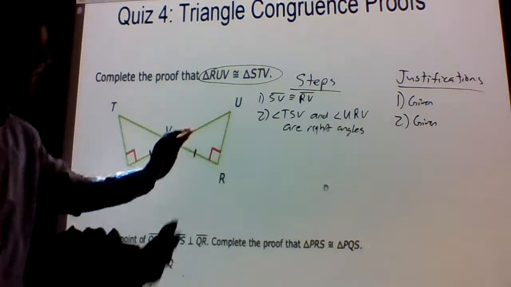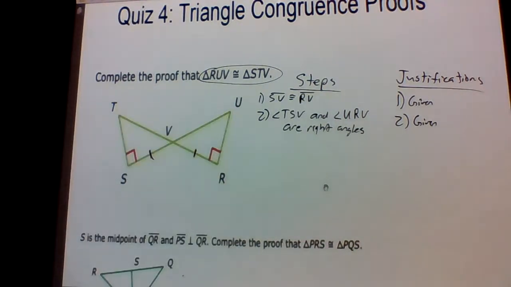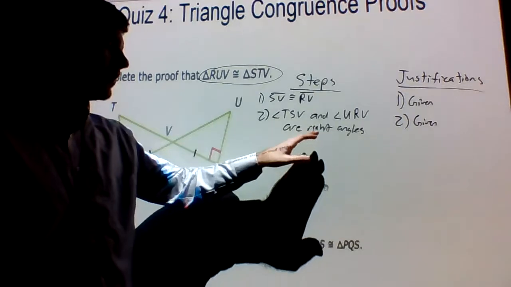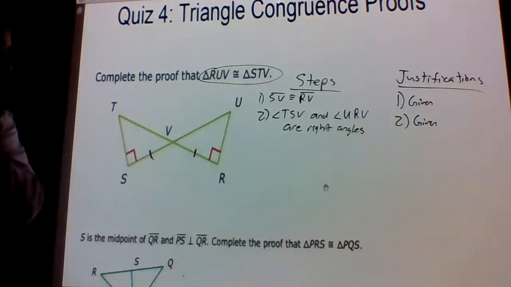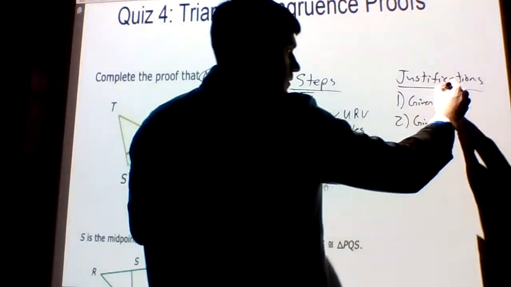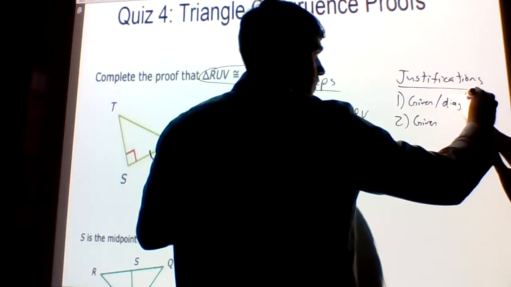Don't write angle TSV and angle URV and then just leave it. This should be an explanation. These are the steps and the justifications. Some of you on the quiz just wrote angle TSV and angle URV. You have to explain what the step is. We're saying that they are right angles because of the diagram. So these givens could also say diagram.